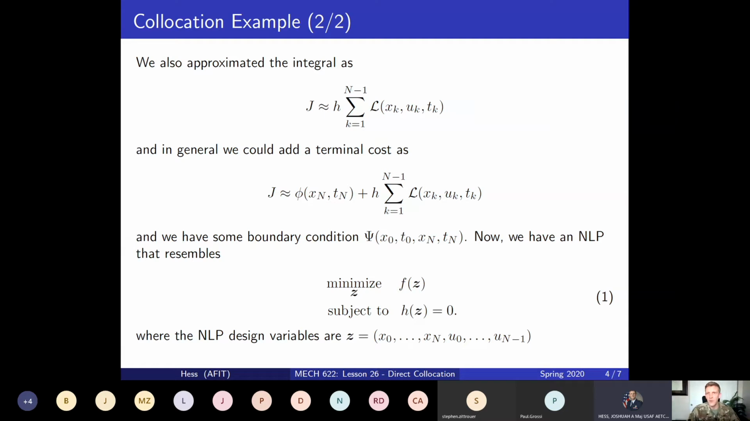We could also add a terminal cost. And one thing that we didn't cover in terms of terminal cost, and I think it is worth saying, is that I can go between the Meyer form and Lagrange form. One thing I didn't cover was that if I go from the Lagrange form to the Meyer form, I have to add an additional state.